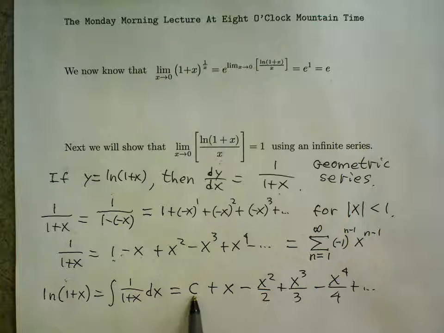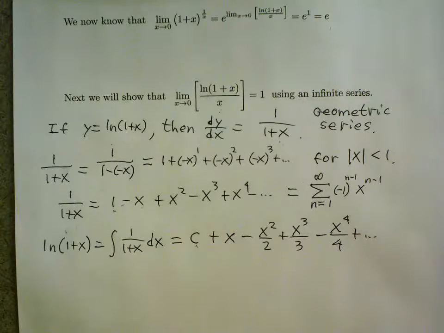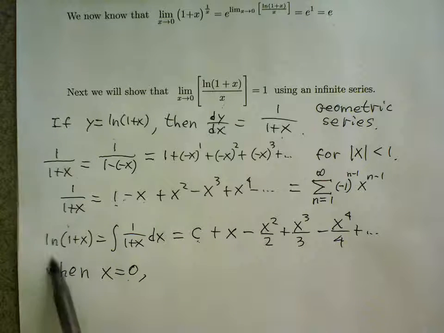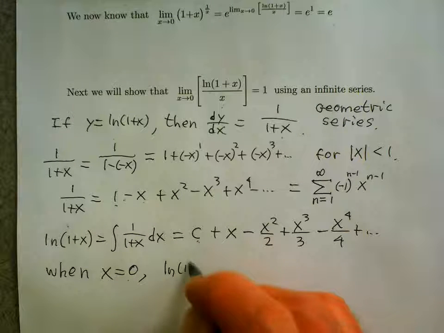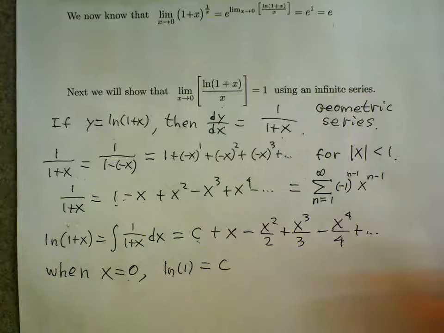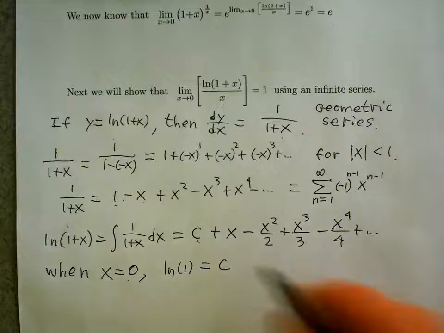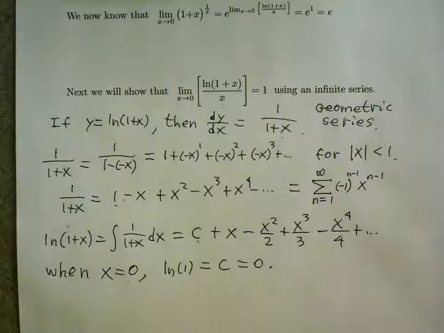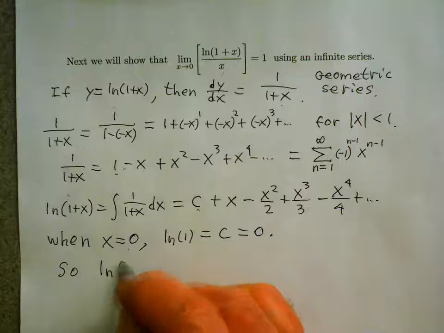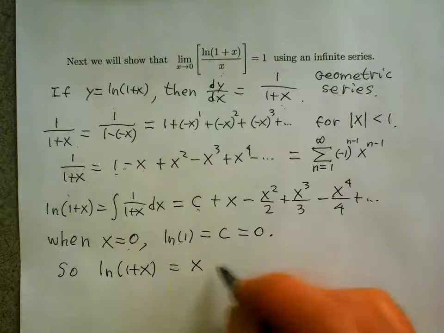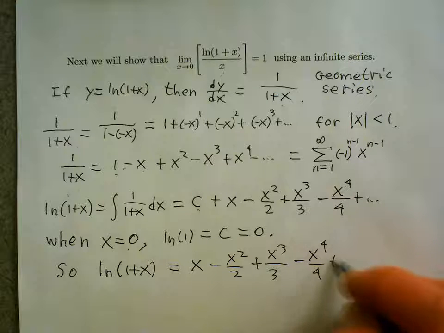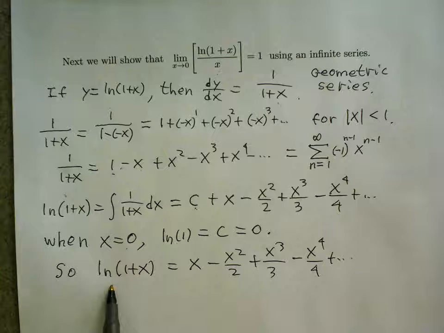To determine the value of the constant of integration, well, we can pick x to be 0. When x is 0, the natural log of 1 plus 0 is the natural log of 1. And on the right-hand side, replacing every x with 0, the only thing left is c. But we know that the natural log of 1 is equal to 0, so that means that c is equal to 0. Okay, so the natural log of 1 plus x is just x minus x squared over 2 plus x to the third over 3 minus x to the fourth over 4, and so on.